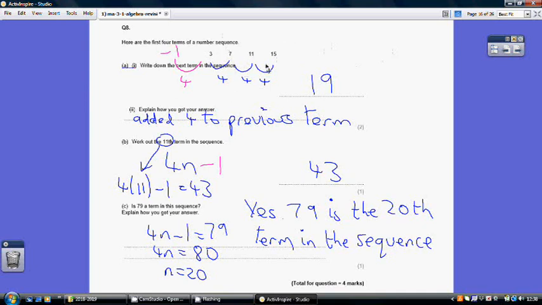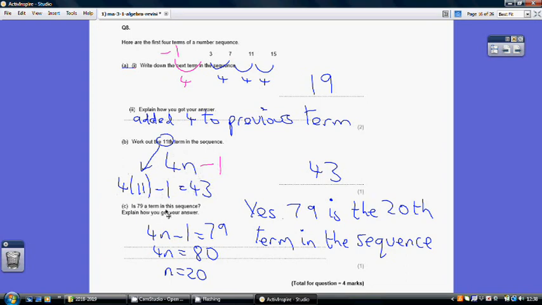We're going up in 4s, so that's 4n. Our 0th term, well, that's going 4 back from 3, giving us -1. So our nth term expression is 4n minus 1. The 11th term is when n equals 11. So 4 lots of 11 is 44. Take away 1, we get 43.